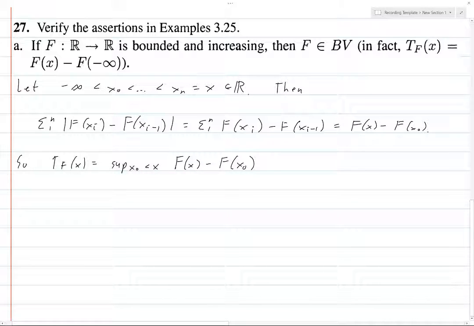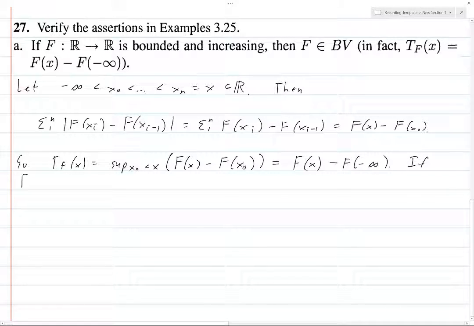However you want to write it, f is increasing, and so the supremum of these things is going to be attained when we minimize the value of f of x naught. And that's going to happen when we look at f of x minus f of minus infinity. And so that proves this parenthetical part. And I think that's why it was parenthetical, because you use it along the way.